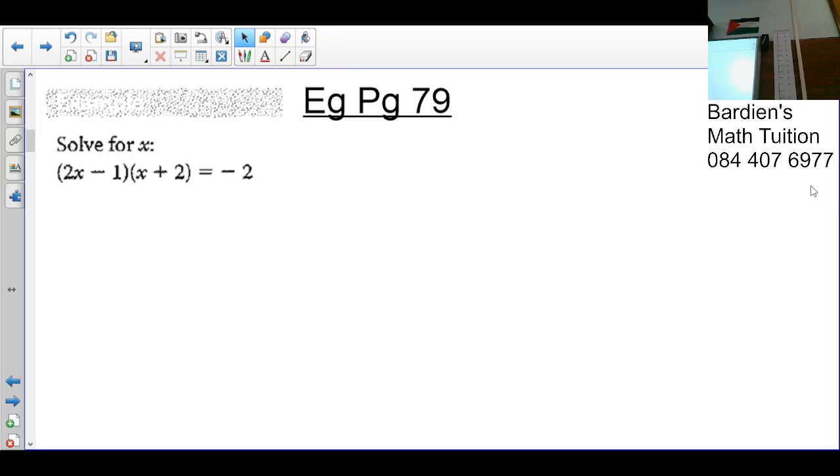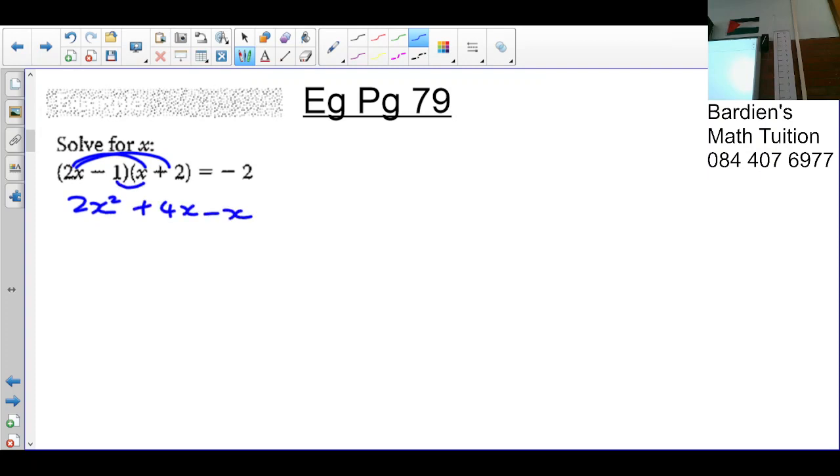Okay? So let's multiply out here. What do we get? 2x squared plus 4x minus x minus 2 is equal to negative. So I can bring this over the equal sign. So what do we have now? 2x squared plus 3x, and that cancels. Okay, so we got it in standard form.